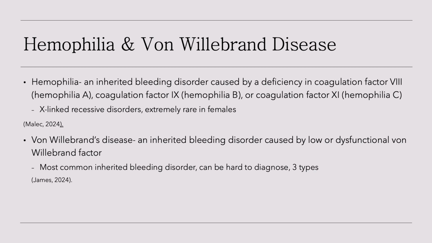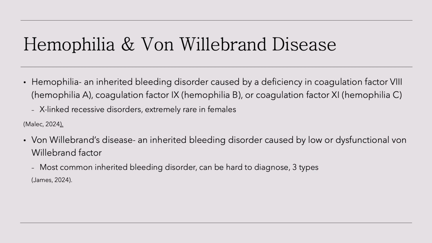So, hemophilia is an inherited bleeding disorder caused by a deficiency in coagulation factors. There is a deficiency in coagulation factor 8 for hemophilia A, a deficiency in coagulation factor 9 for hemophilia B, and a deficiency in coagulation factor 11 for hemophilia C. It is an X-linked recessive disorder, so it occurs mainly in males. However, there are a few cases that have been seen in females, but that is extremely rare.